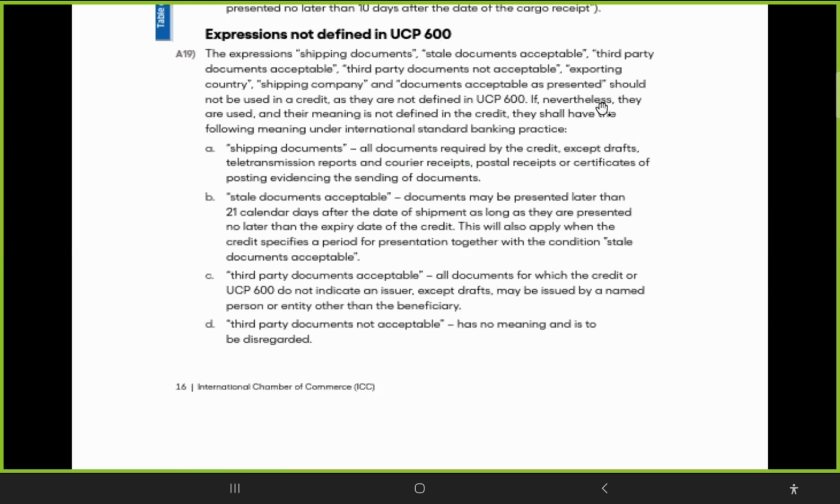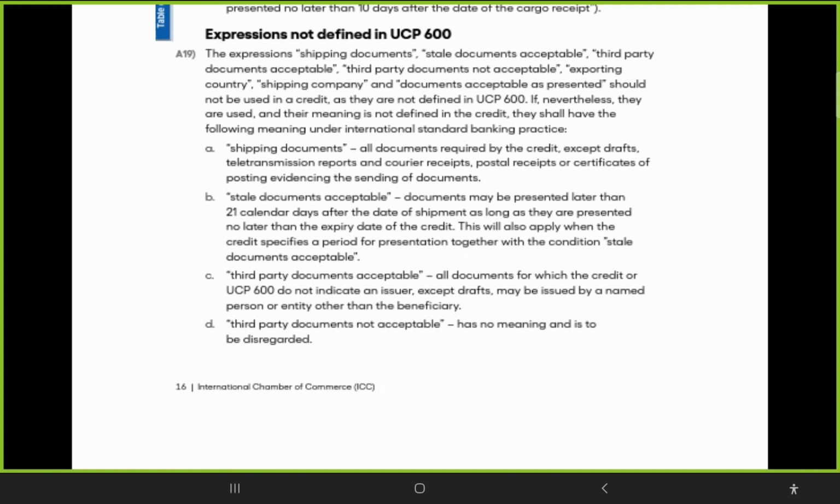Okay, moving on. Expressions not defined in UCP 600. The expressions shipping documents, stale documents acceptable, third-party documents acceptable, third-party documents not acceptable, exporting country, shipping company, and documents acceptable as presented should not be used in a credit as they are not defined in UCP 600. If nevertheless they are used and their meaning is not defined in the credit, they shall have the following meaning under international standard banking practice.